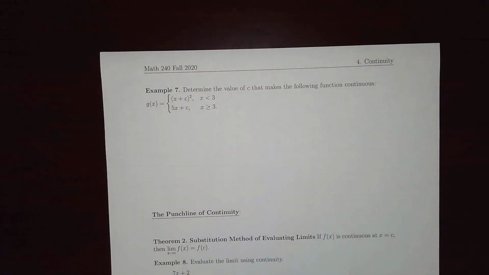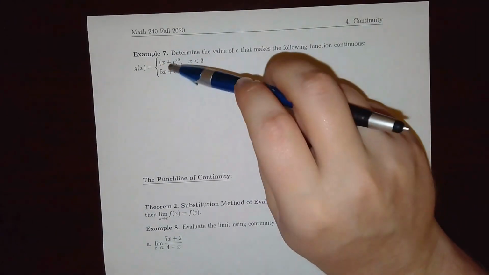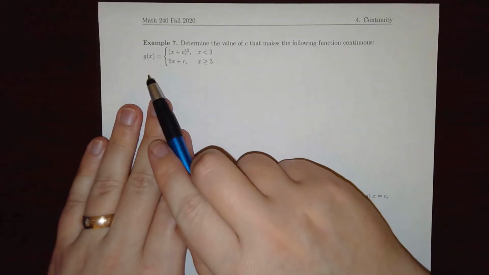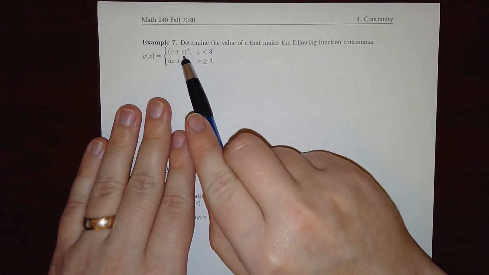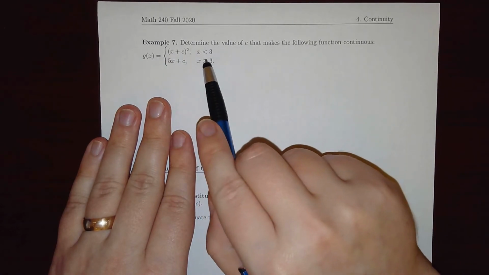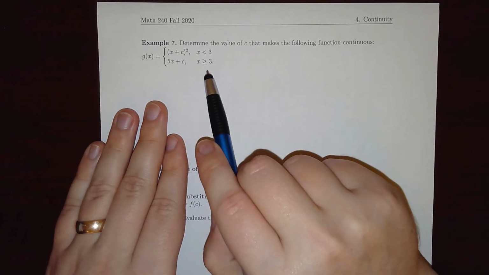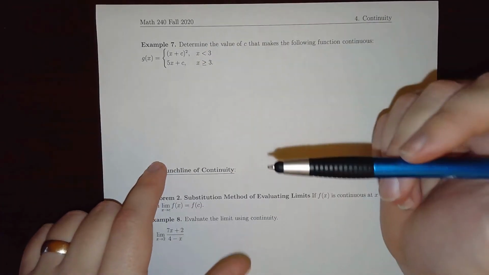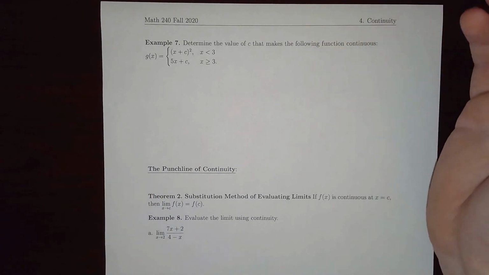All right, now sometimes we might want to think about how we can make a function continuous. So here, we don't know what c is, we have to find it. And we want to determine how we can make this function continuous. So if we have a piecewise function of x plus c quantity squared when x is less than 3, and 5x plus c when x is greater than or equal to 3, both of these are normally continuous on their domains, which shouldn't have a problem. So we really just need to find what c is that makes x equals 3 work.